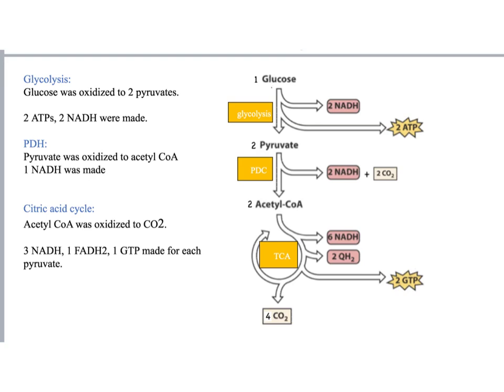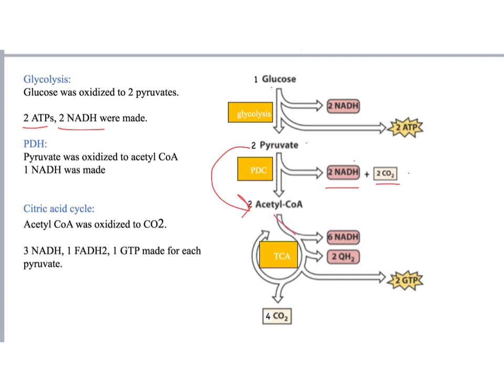Okay, so this is just kind of like an overall big picture recap. So 1 glucose to 2 pyruvates. We got 2 ATPs, 2 NADHs. Then we have our bridge step that goes from pyruvate to acetyl-CoA. Again, if we get 2 pyruvates here, we get 2 NADHs out, 2 CO2s.